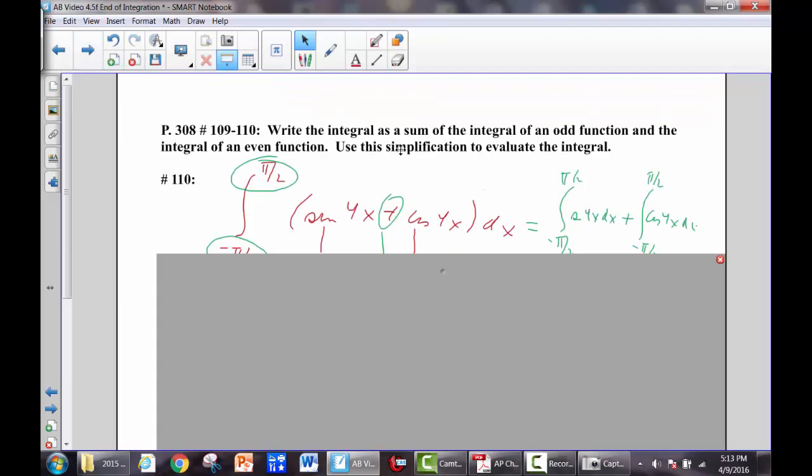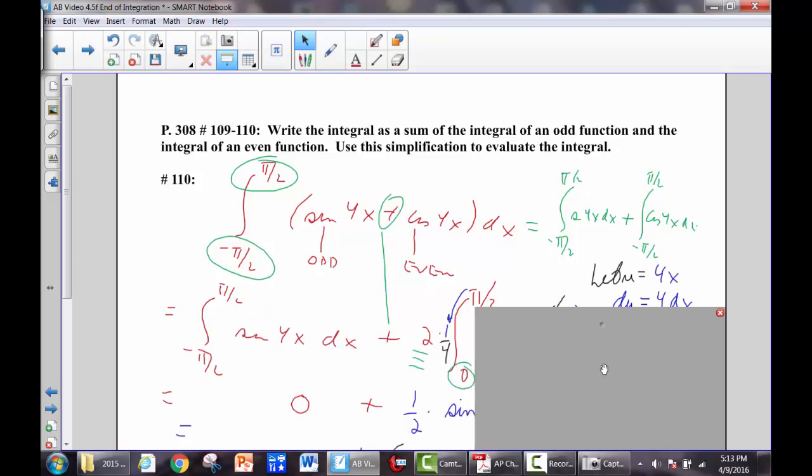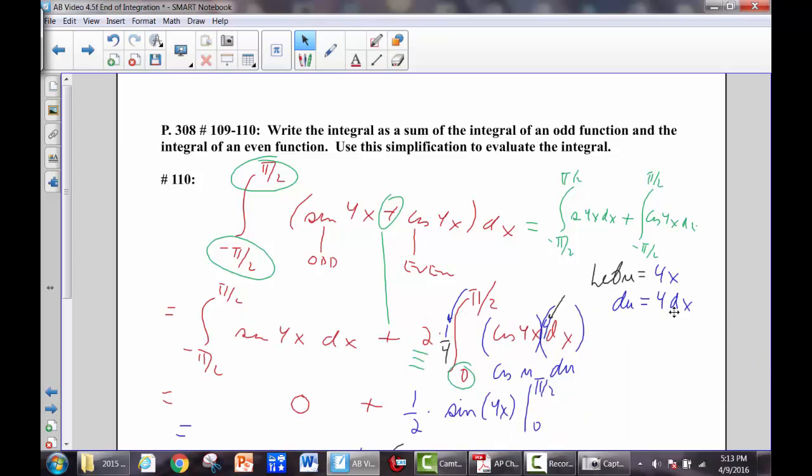109 to 110, write the integral as the sum of the integral of an odd function and the integral of an even function. Use this simplification to evaluate the integral. What they're saying is, notice this is negative a to a. So break it up. Sine is odd, cosine is even. So you break up that thing.